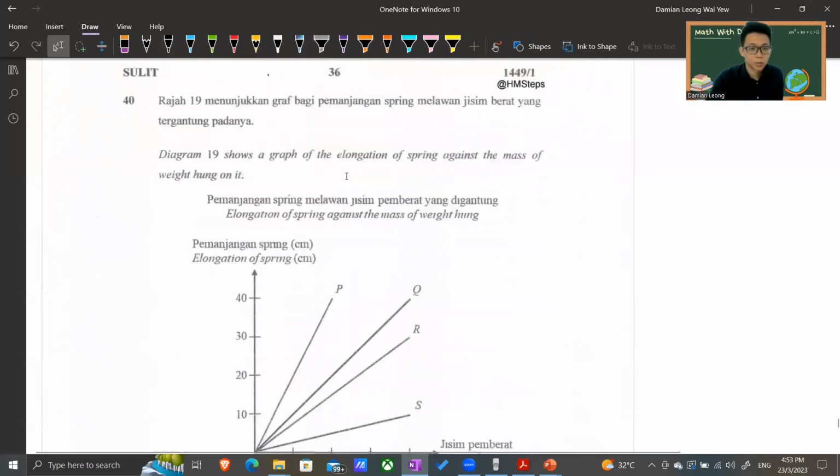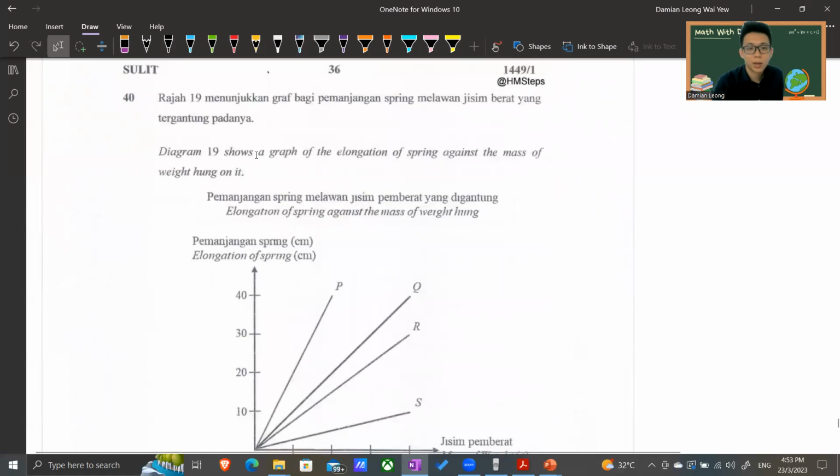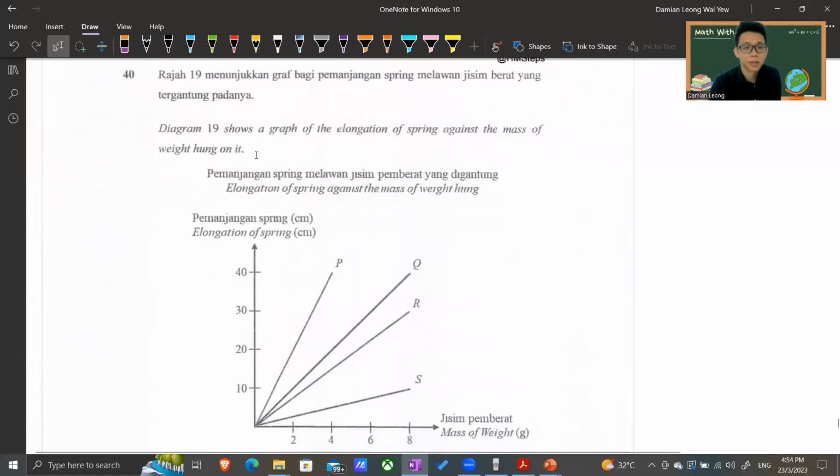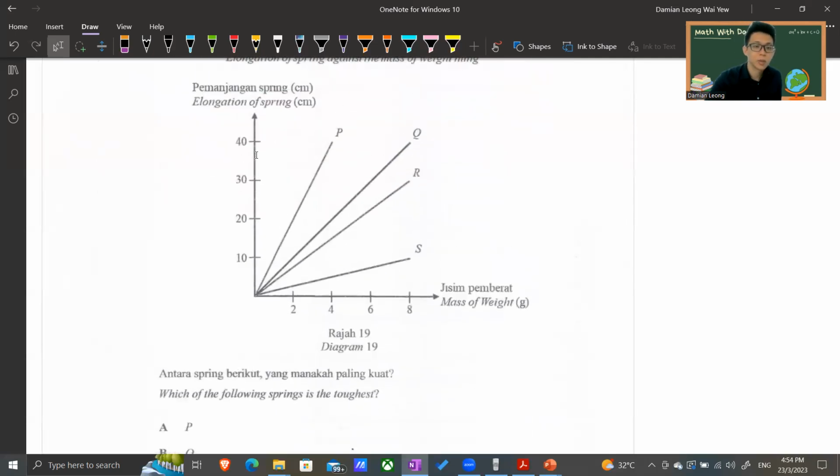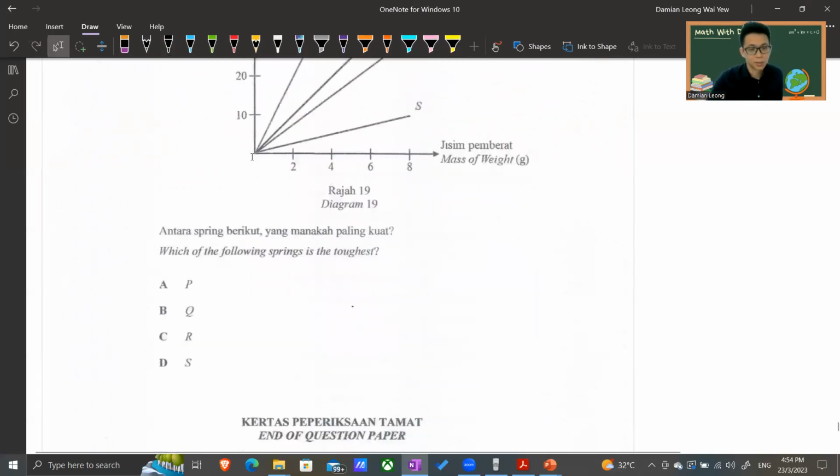Okay. Then question 40. Diagram 19 shows a graph of elongation of a spring against mass or weight hung on it. So which of the following springs is the toughest? Toughest means more weight, less elongation. So higher weight, lower elongation would be S basically. So answer is D.